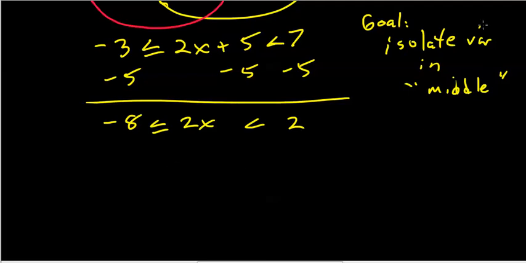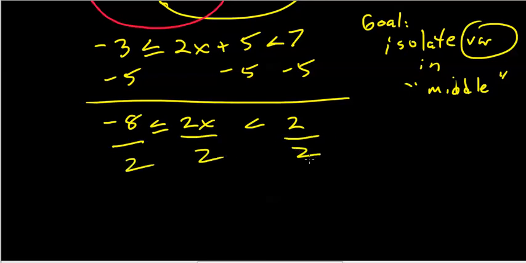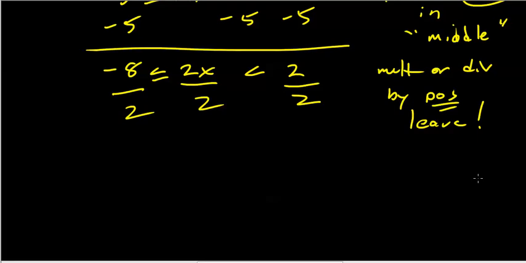Alright, my goal is to isolate a variable, whatever variable you're talking about, x or b or r or s or whatever. Alright, and so here I'm going to divide each element, each piece of this inequality through by positive 2. And again, when you multiply or divide an inequality through by a positive, you leave the arrow alone, as we know from section 4.1. Alright, I'll simplify in all three sections here, and I get this statement. Minus 4 is less than or equal to x, which is in turn less than 1.